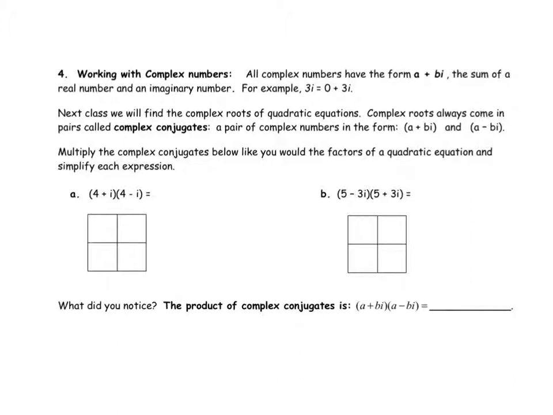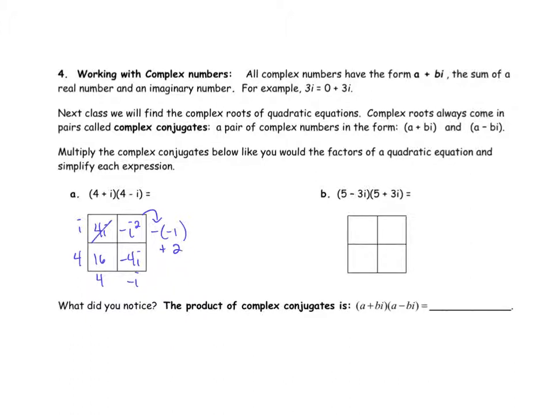But we're going to look at what happens when we multiply a pair of complex conjugates. So the a plus bi and a minus bi. So we're going to take the 4 plus i, put that on the outside, 4 minus i, put that on the outside, and we're going to multiply. So we got 4 times 4 is 16, 4 times i is 4i, 4 times negative i is negative 4i. Negative i times i is going to give me negative i squared. And then I'm going to rewrite that as negative, and then the i squared is negative 1. You got to be really careful with negatives. So that ends up being a positive 1.